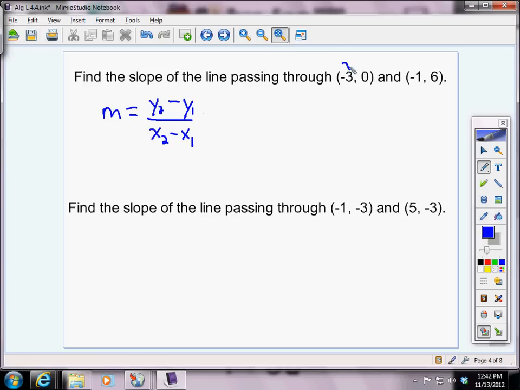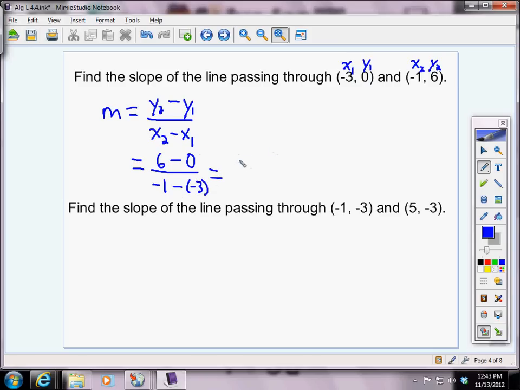So if we call this x sub 1, y sub 1, because this is the first point, x sub 2, y sub 2. Let's watch what happens. Our y sub 2 is right here, it's 6, minus our y sub 1, which is 0, over x sub 2, which is -1, minus, be very careful here, we're always subtracting whatever x sub 1 is, and it's -3.